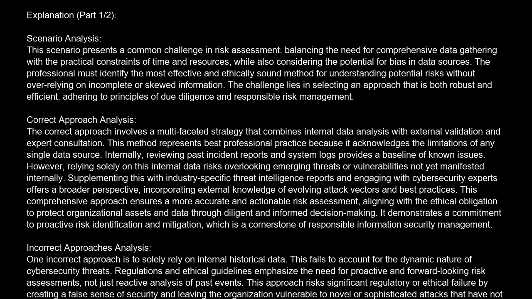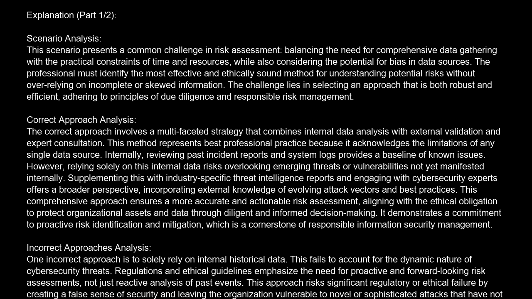The professional must identify the most effective and ethically sound method for understanding potential risks without over-relying on incomplete or skewed information. The challenge lies in selecting an approach that is both robust and efficient, adhering to principles of due diligence and responsible risk management.